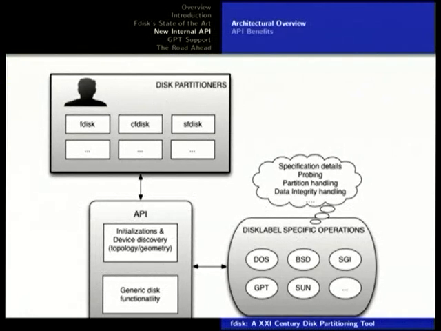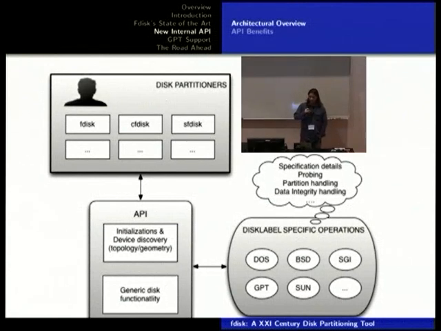Here's a little overview that's a bit clearer. We can see that up top, fdisk, cfdisk, sfdisk, any disk partitioning program will use this API to do common disk utility things like initialization and device discovery through topology and geometry. And when we need to work with disk label specifics, we can see it as a gateway. The API will handle the other part, the label specifics, for example DOS, BSD, SGI, GPT, Sun, etc. And here we have the specifics that might be probing or adding, deleting partitions, etc.